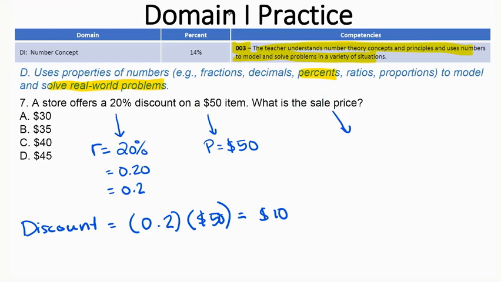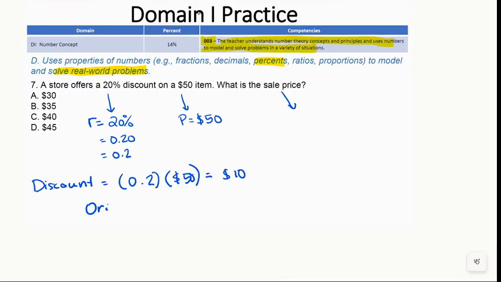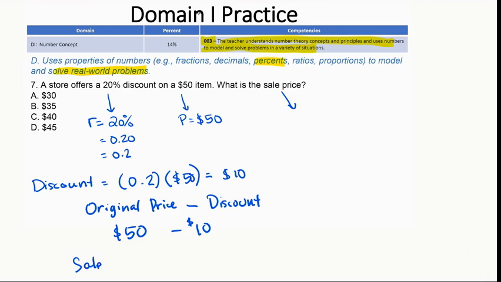But the question is, what is the sales price? So usually I do it 2 ways. I'll show you first this way. My original price is $50 minus my discount of $10. So my sales price, what do you think? $40. Okay, so that's basically the answer.